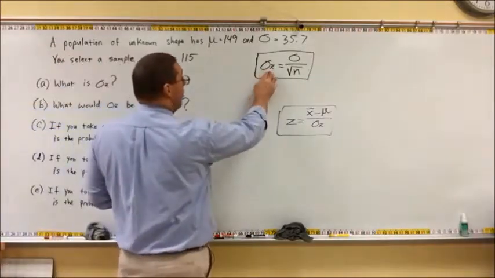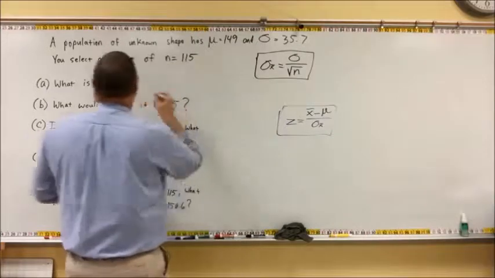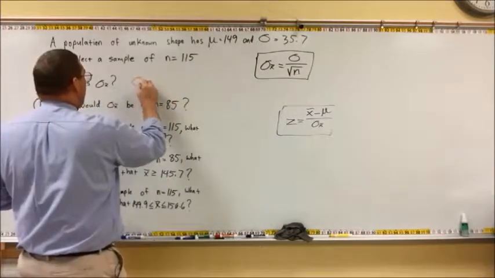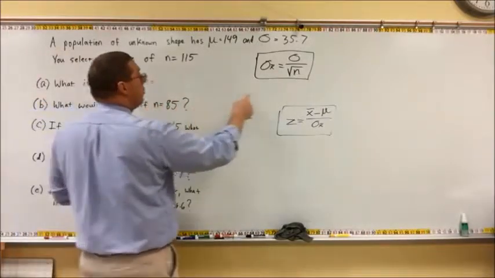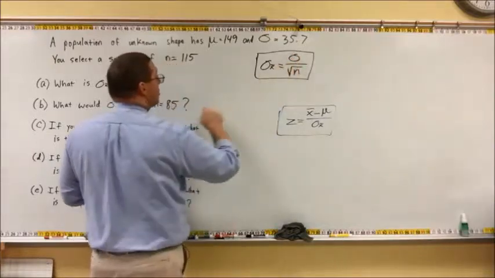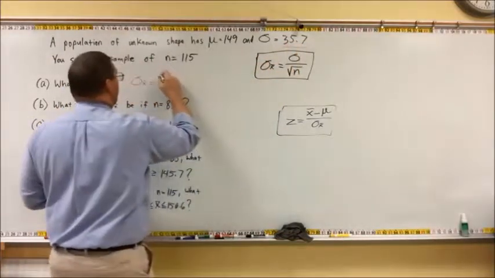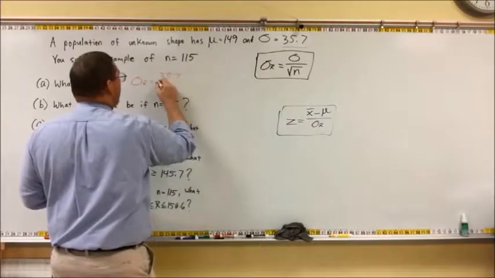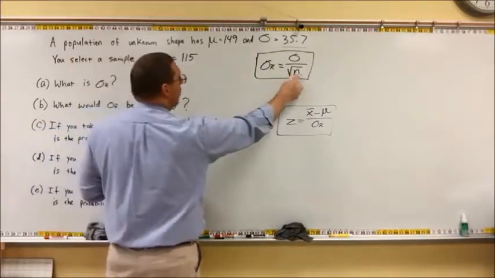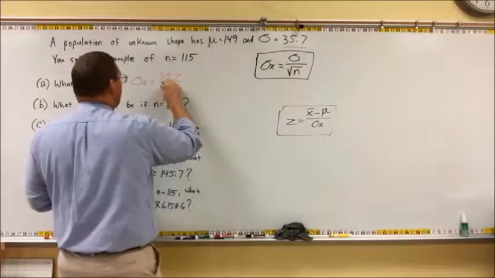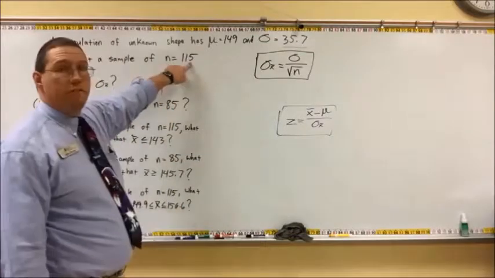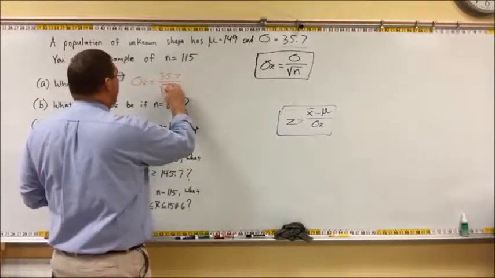Well, here's the standard error. So in order to calculate the standard error, we are going to do the population standard deviation, which is 35.7. So we're going to do 35.7 divided by the square root of n. The square root of, and n is 115. So the square root of 115.